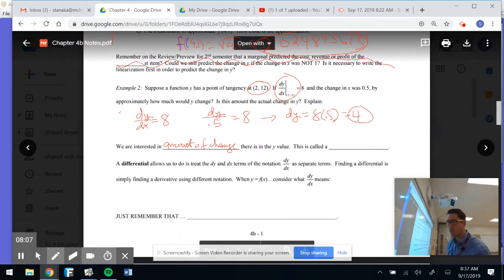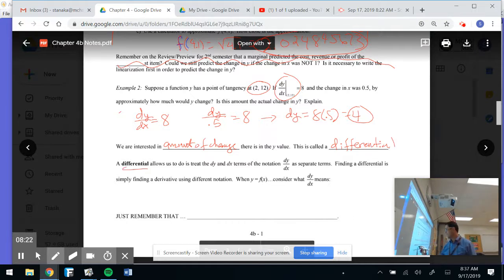How fast can I run? Okay, I have no idea what I just did or what it even meant. But we are interested in the amount of change there is in the y value. This is called a differential. And I don't know about you, but I love these types of problems.